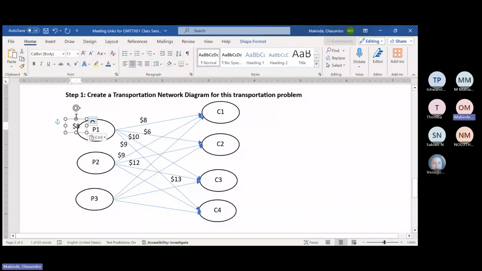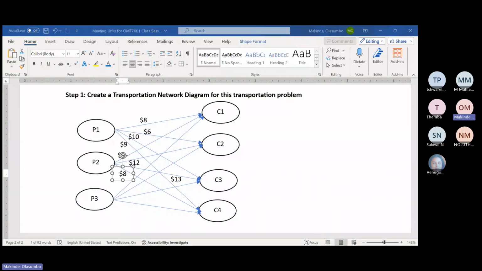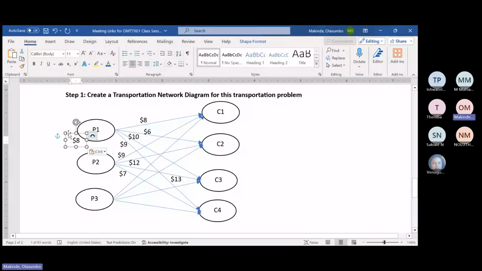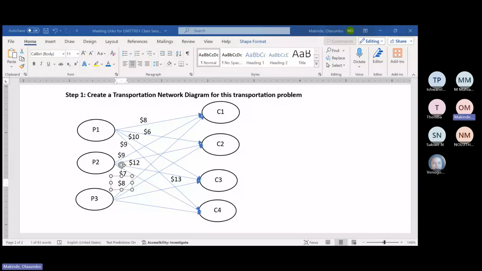Then plant 2 to city 4, I can place it somewhere here so that at least I can see it easily. Plant 2 to city 4 is $7. So I change this to 7. Then I go again, plant 3 to city 1 quickly. Don't forget, where you position the cost is up to you, but just make sure you place it so that when you look at the arrow, the cost from that plant to that city is easy for you to see. Plant 3 to city 1 is $14.